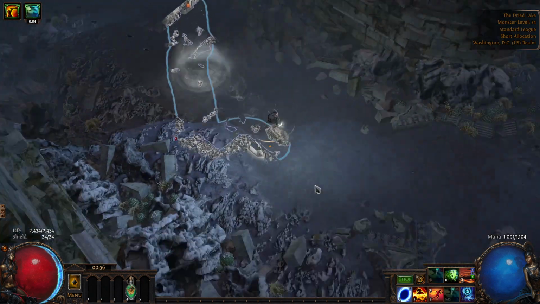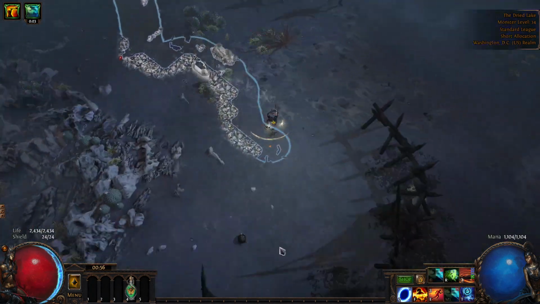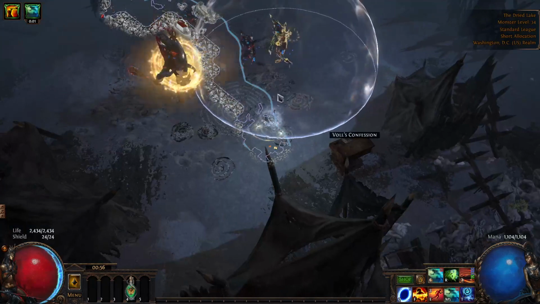With narrow mid pillars, I'm just going to hug this left wall down and around to find Vol in the bottom left corner of the map. And there he is.